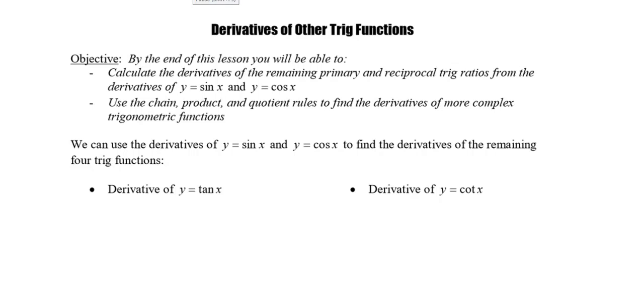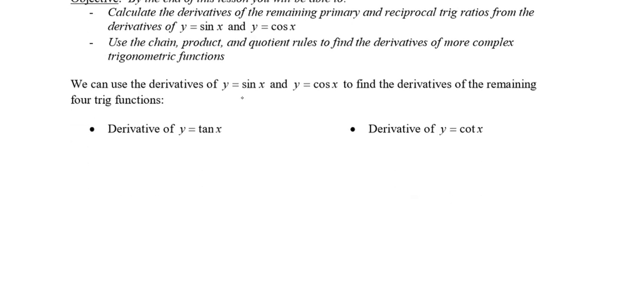All right, so now we can start finding the derivatives of the other trig ratios: tan, cotan, etc. We can actually do this by breaking everything down in terms of sine and cos. So let's find these. Let's say we had y is equal to tan x. We could rewrite that right off the bat as sine x over cos x.